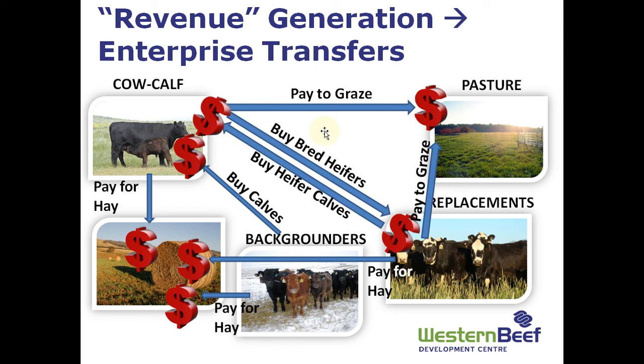When it comes to your replacement heifer enterprise, your cow-calf operation is going to essentially sell calves to the replacement heifer enterprise and eventually buy back bred heifers. Backgrounders are going to be buying calves from your cow-calf operation, paying market value for what those weaned calves were at time of weaning, and then they'll eventually be selling them to the open market or perhaps transferring them to a grasser enterprise on the same operation.